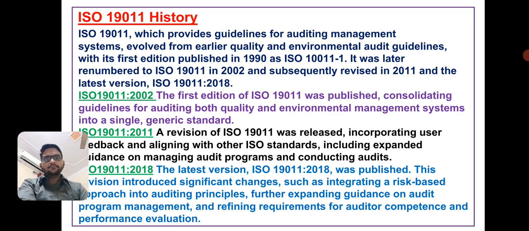Now the ISO 19011 second edition, published in 2011, is a revision of ISO 19011 published in 2002, incorporating user feedback and aligning with other ISO standards, including expanded guidance on managing audit programs and conducting audits. The next edition is ISO 19011-2018, the third edition, which is the latest version, published in July 2018. This revision introduced significant changes like integrating risk-based approaches into auditing principles, further expanding guidance on audit program management, and refining requirements for auditor competency and performance evaluation. These are the requirements added in the ISO 19011-2018 edition.